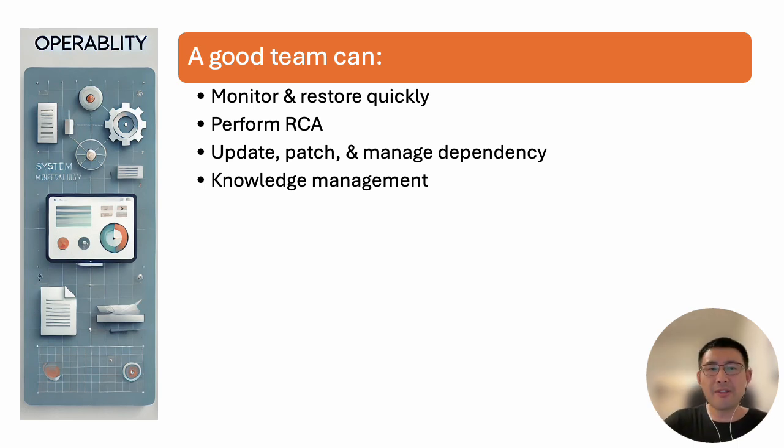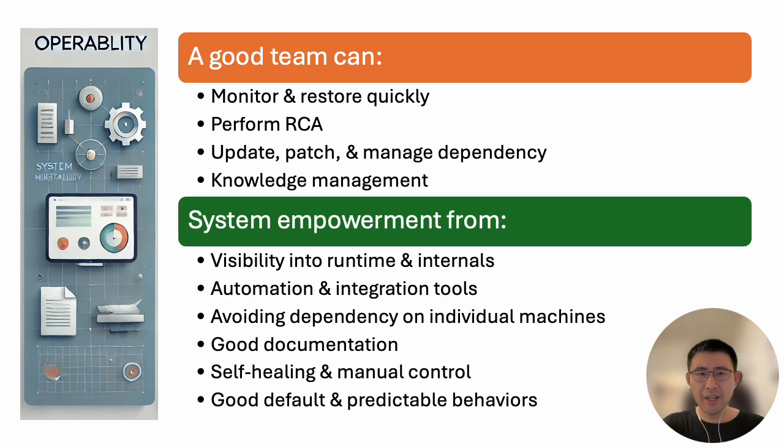And how do we help them from the system side? The system can help by, for example, adding visibility into the runtime and the internals to help them monitor. The team can have existing automation and integration tools that are easier to use, such that they don't make mistakes in using those tools. We can also carefully design the system to avoid unnecessary dependency between individual machines or even components. We can provide good documentation. The system maybe can even have some self-healing functionality. Even when we have self-healing functionality, we can add manual control to it. And it should also have good defaults and predictable behaviors.